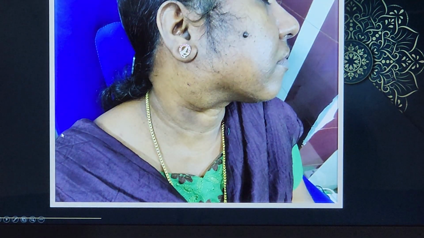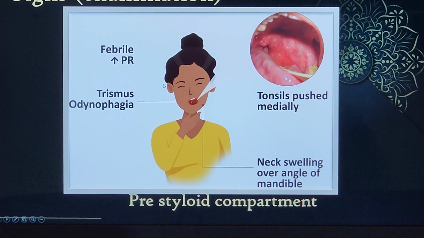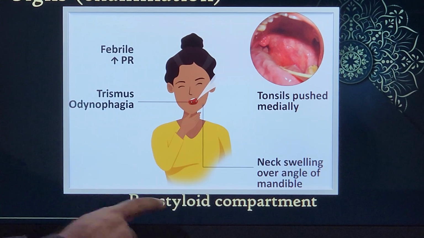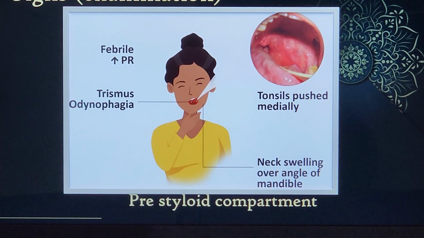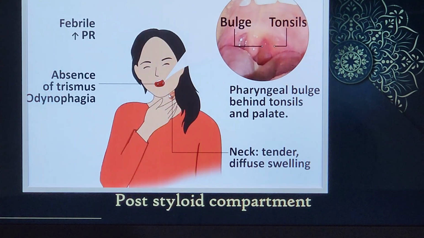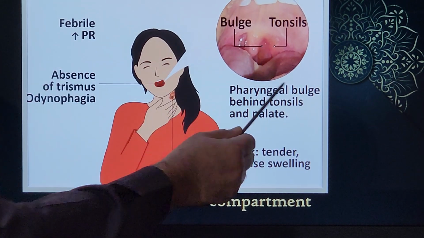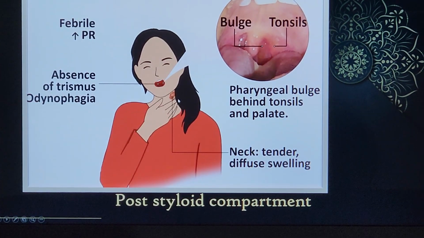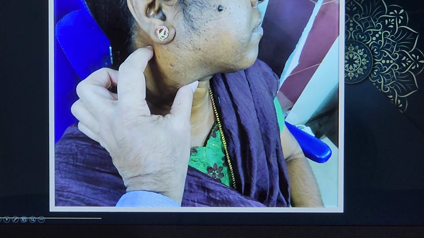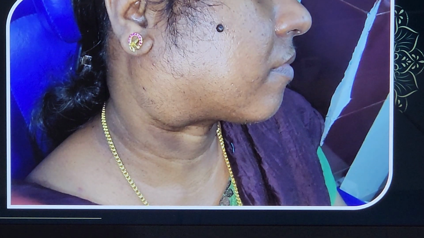See this patient, let me present you one case where the patient presented to me with a neck swelling and slight throat irritation also. Let me remind you at this point that if it is the pre-styloid compartment, the tonsil is pushed medially, and if it is the post-styloid compartment, the tonsils will be normal. There is a bulge behind the tonsils. This is the main difference. So this patient, on examination, had a swelling in the upper part of the neck. The skin over the swelling was normal. It was not fixed also.